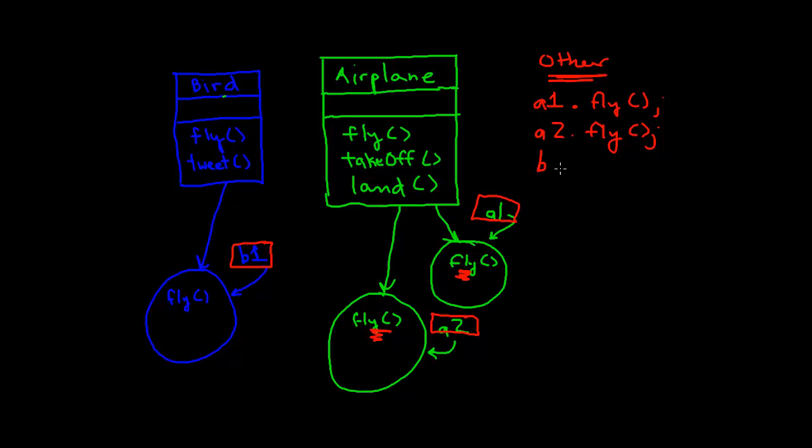And likewise, I can call b1.fly. Now when I call b1.fly, this is a completely different set of code, because it's the fly method on the bird class, not the fly method on the airplane class. So even though we use the same name in all three cases, the system keeps track, based on the object reference and the object you're talking to, of which fly method you're actually going to call. And that's what polymorphism is all about.